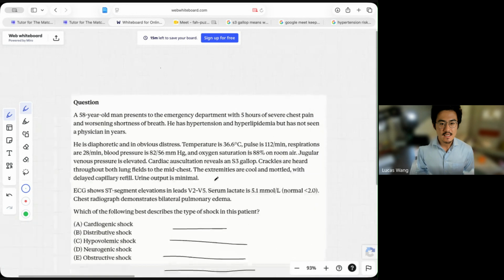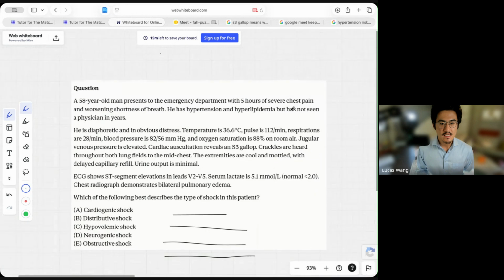Now we can go back to the question and be able to answer it. This is a case of severe chest pain, so we're immediately able to cross off some of the other types of shock that wouldn't be associated with chest pain. Obstructive shock and cardiogenic shock are what we're left with. This could be an MI, this could be a PE, this could be a tension pneumothorax, something like that. But then we're also told that there's an S3 gallop and there are ST segment elevations. So this points us toward a cardiogenic cause of that shock, and that's going to lead us to choose A.